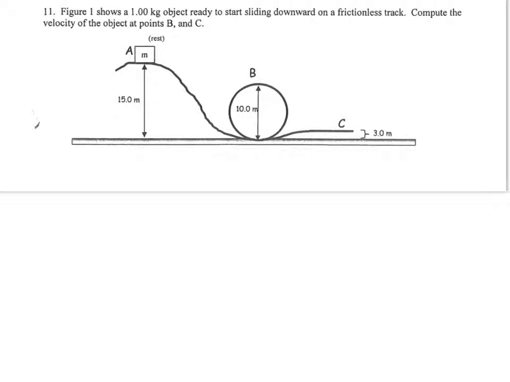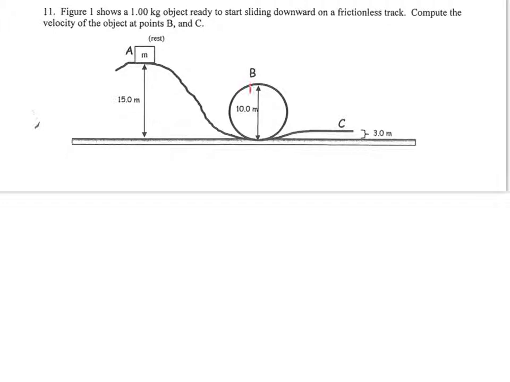This is number 11 from the Work and Energy worksheet. It tells us that figure 1 shows a 1 kilogram object ready to start sliding downward on a frictionless track. Compute the velocity of the object at points B and C. In the diagram, it shows us at A, the box is at rest, and then it's going to go through this loop right here and then end up at C. So as it's going down the track, it's going to go upside down right here.